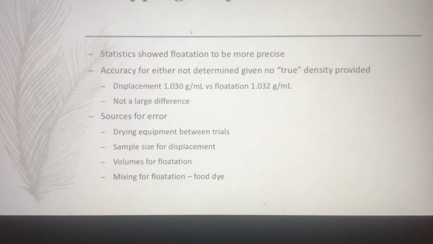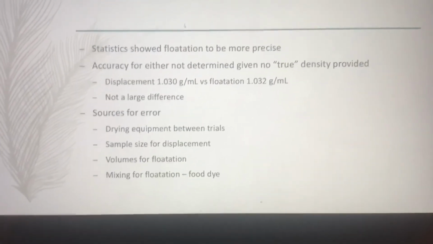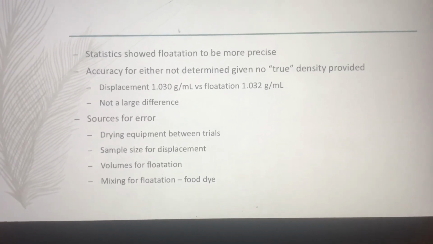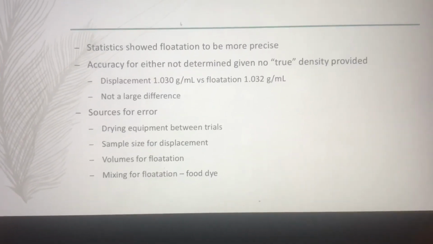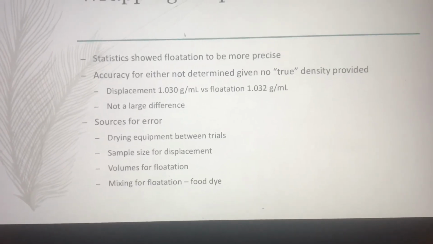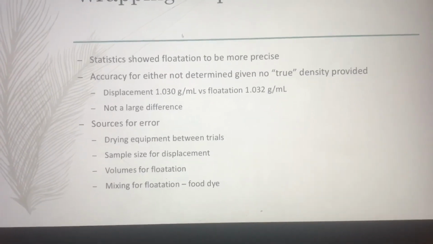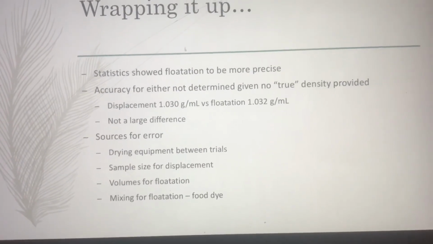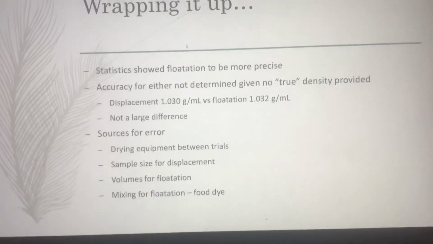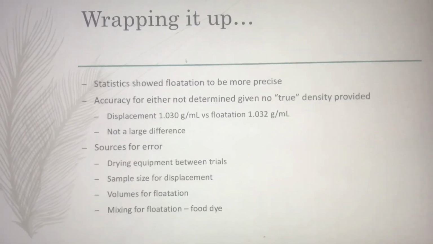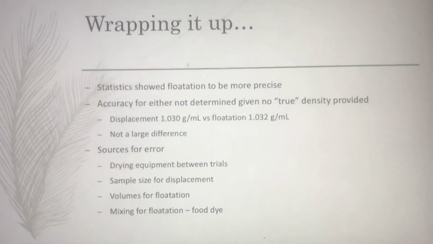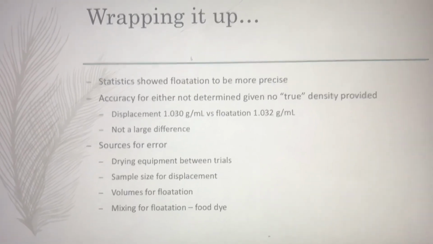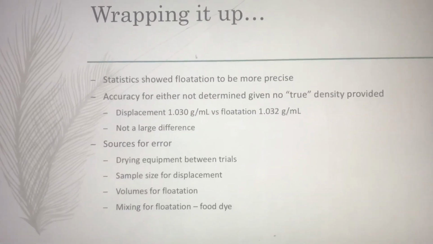Some of the sources of error: I already referenced drying equipment between trials, and the sample size. Whereas flotation only had 1 bead, displacement had several. For the volumes in flotation, you could either start with a tiny amount of glycerin, put your bead in and then put your water in, or you could start with a whole ton of glycerin and then chase it back from there. I think that would contribute to error, because the smaller the sample size you have, the more room there is for error. And when I say sample size there, I mean the amount of glycerin.